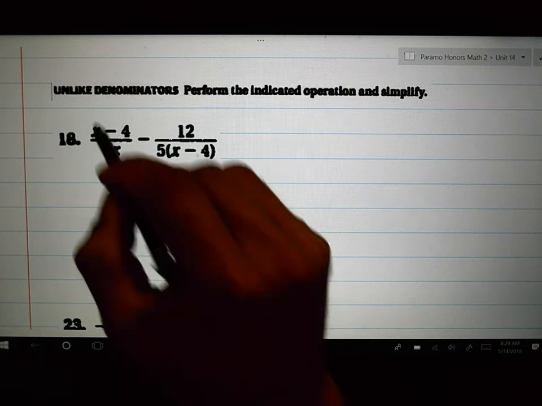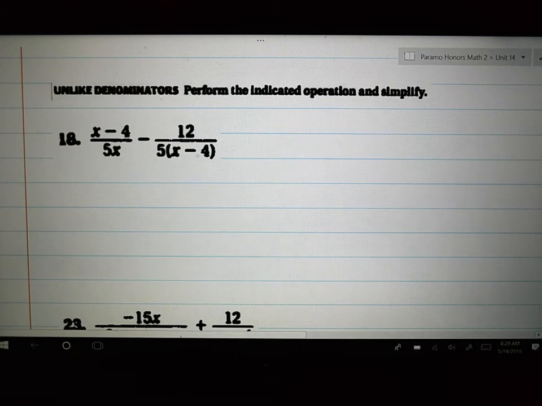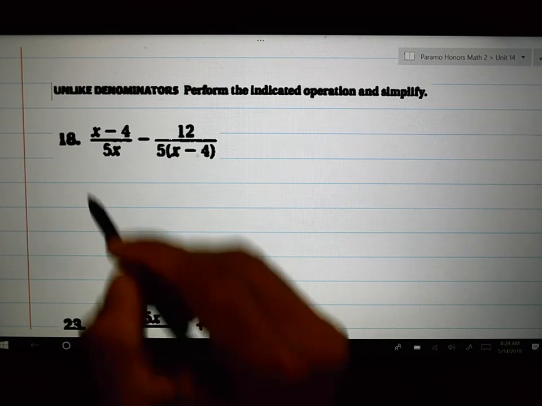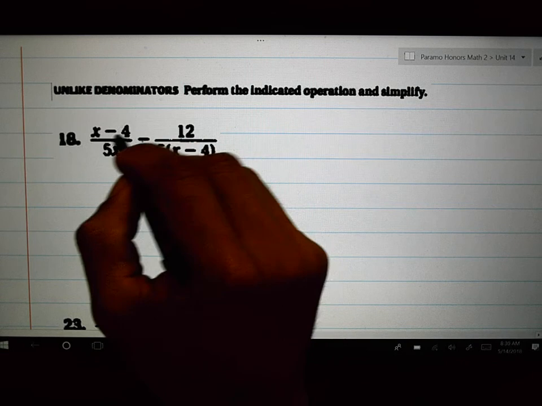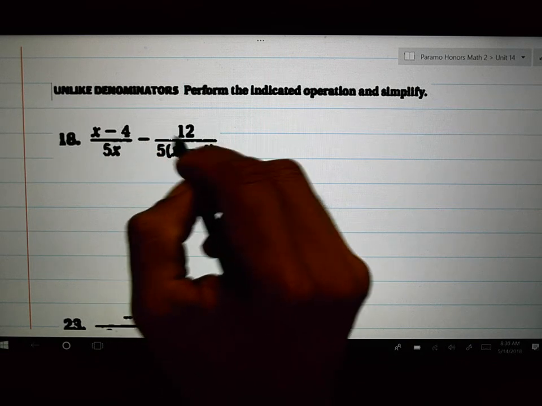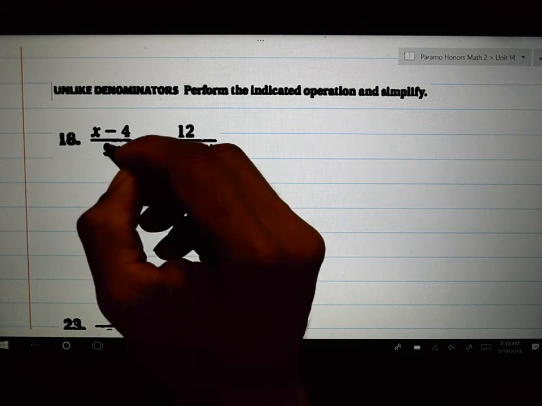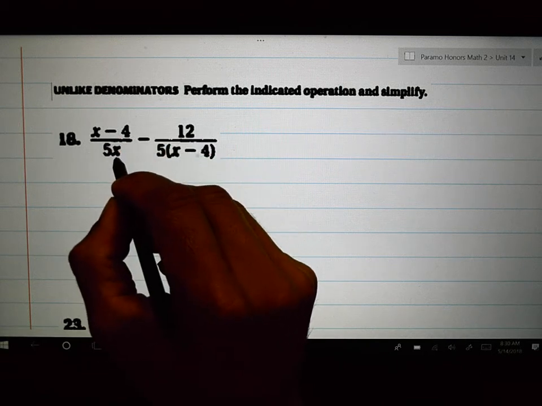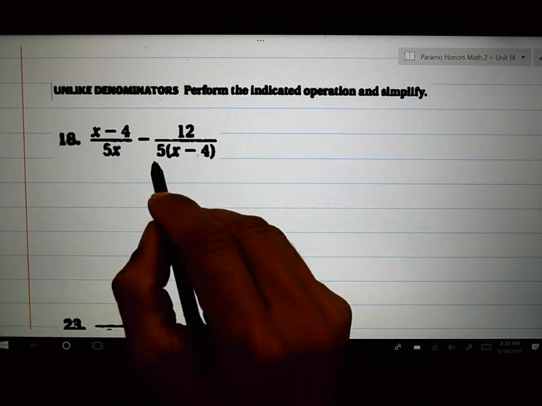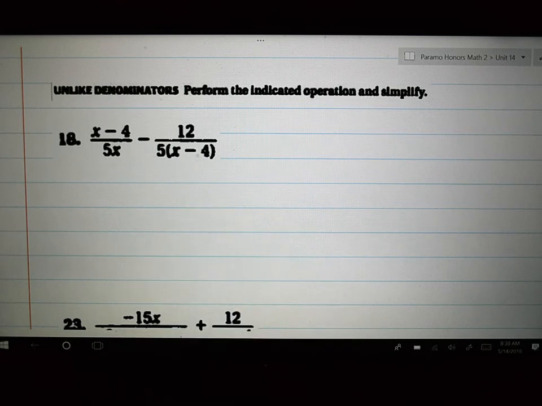Number 18, unlike denominators, it says it in the directions. It even tells you the denominators are not the same. Perform the indicated operation and simplify. So, you look at your denominators. You're supposed to subtract this group from that group. And when you look at it, this has a 5, this has an x, 5 times x. This has a 5, and this has an x minus 4.